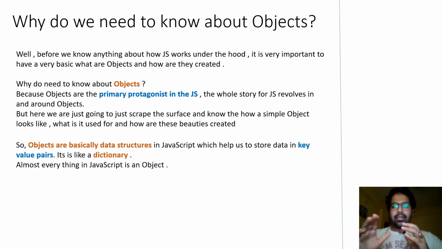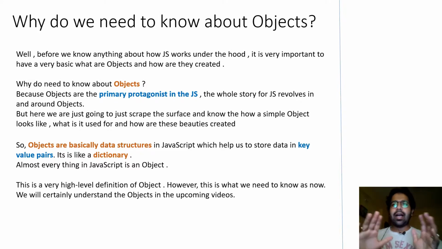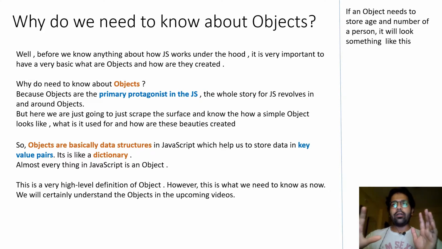Objects are basically the data structures which hold your data in key value pairs. It's like a dictionary, a normal dictionary, right? So this is a very high level definition of an object. We will know about objects, how objects work in more detail as the video series proceeds, right? So for now, we would just know how an object looks like, right?